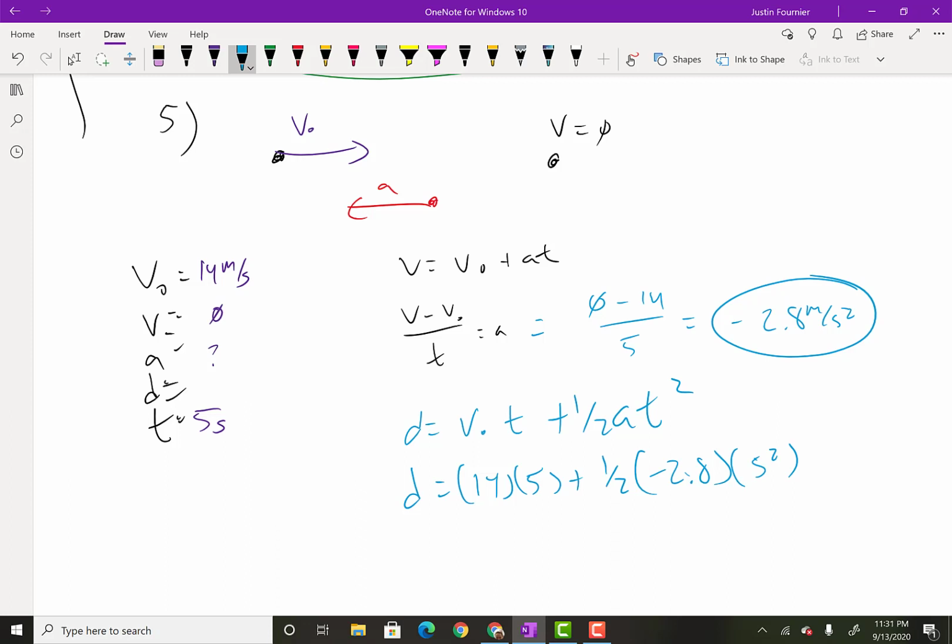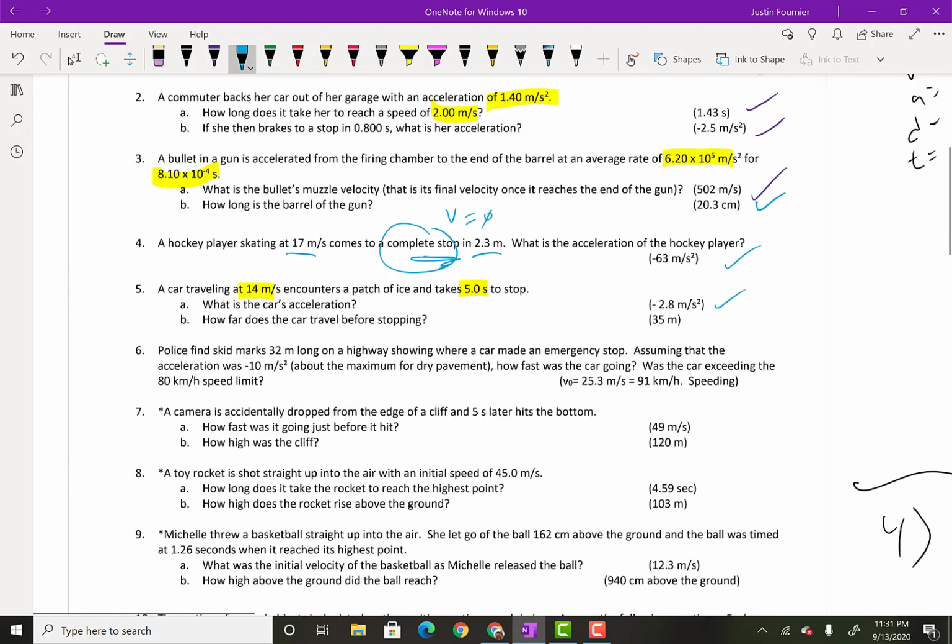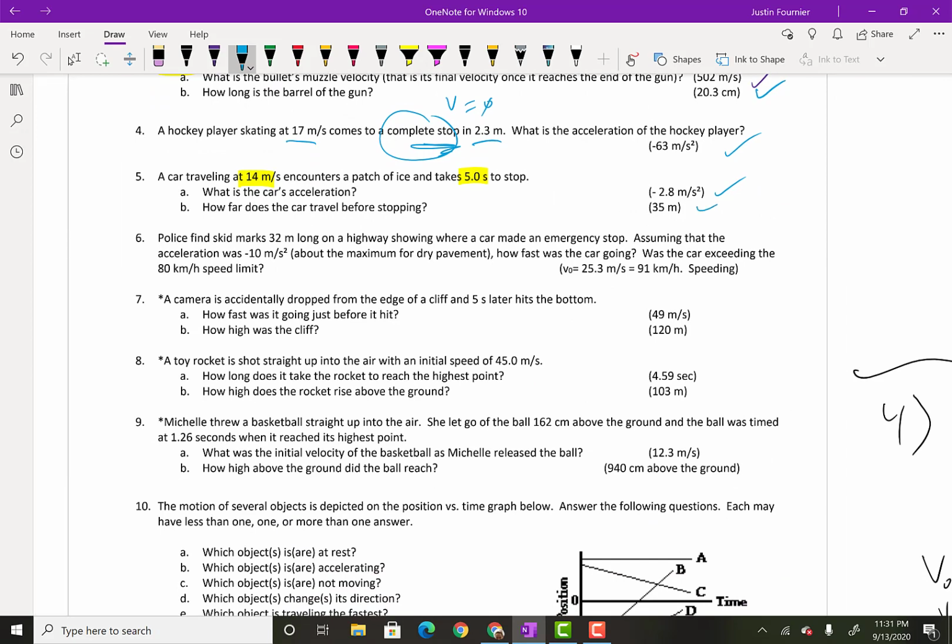Let's see, that's 25 times 0.5 times negative 2.8 plus 14 times 5, 35. I'm getting a displacement of 35 meters. Is that right? 35 meters. Nailed it.